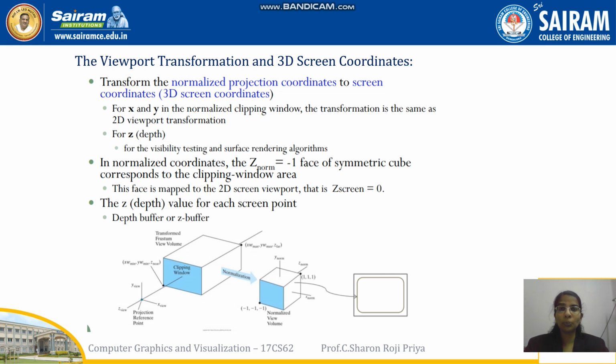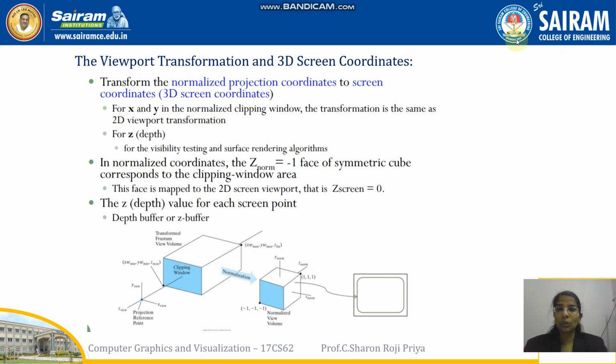After this, you have to project this scene onto my projection plane. After projecting onto the projection plane, I have to normalize the coordinates, clip, and transfer to my viewport. Up to projection transformation we have done in the previous video. Now in this video we'll see this viewport transformation and 3D screen coordinates.